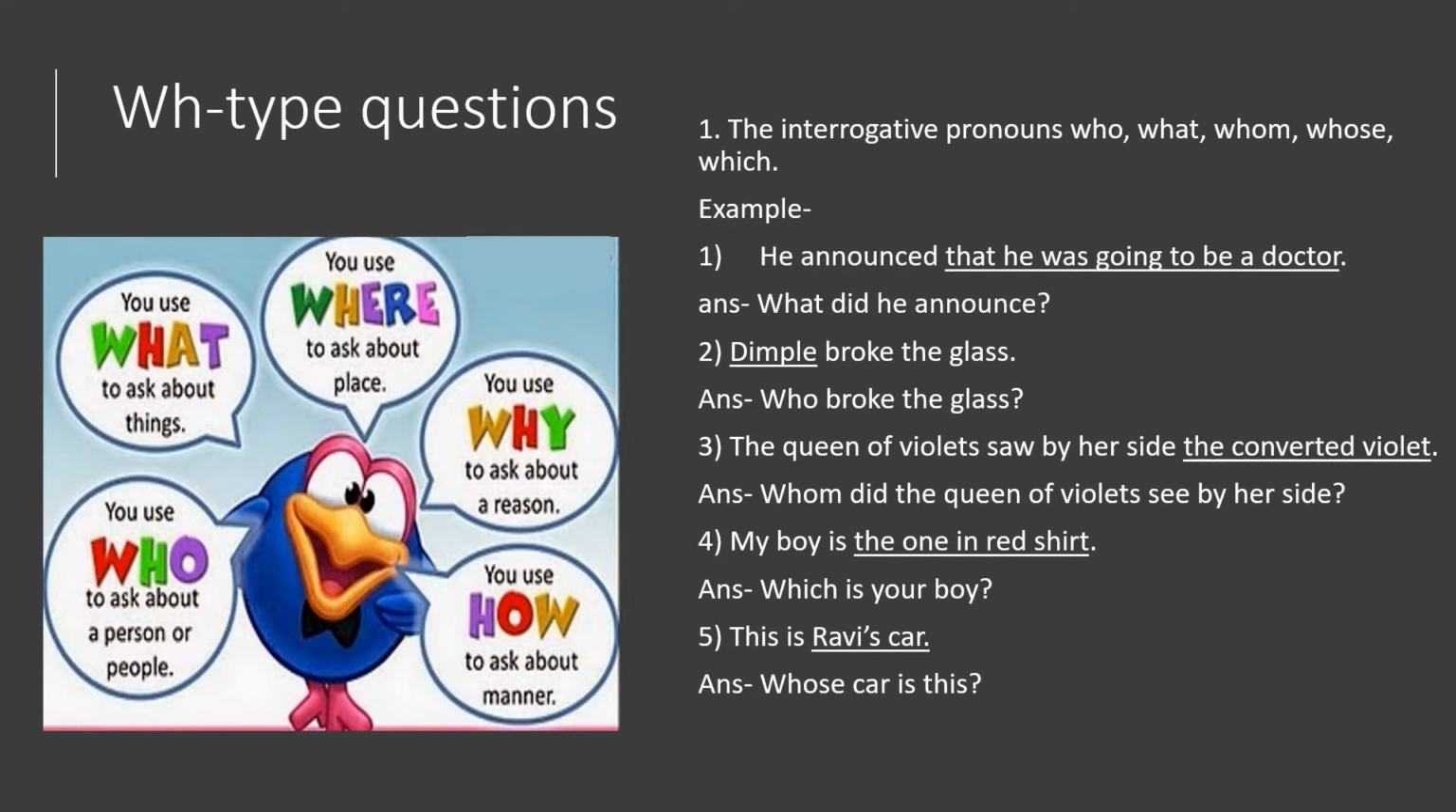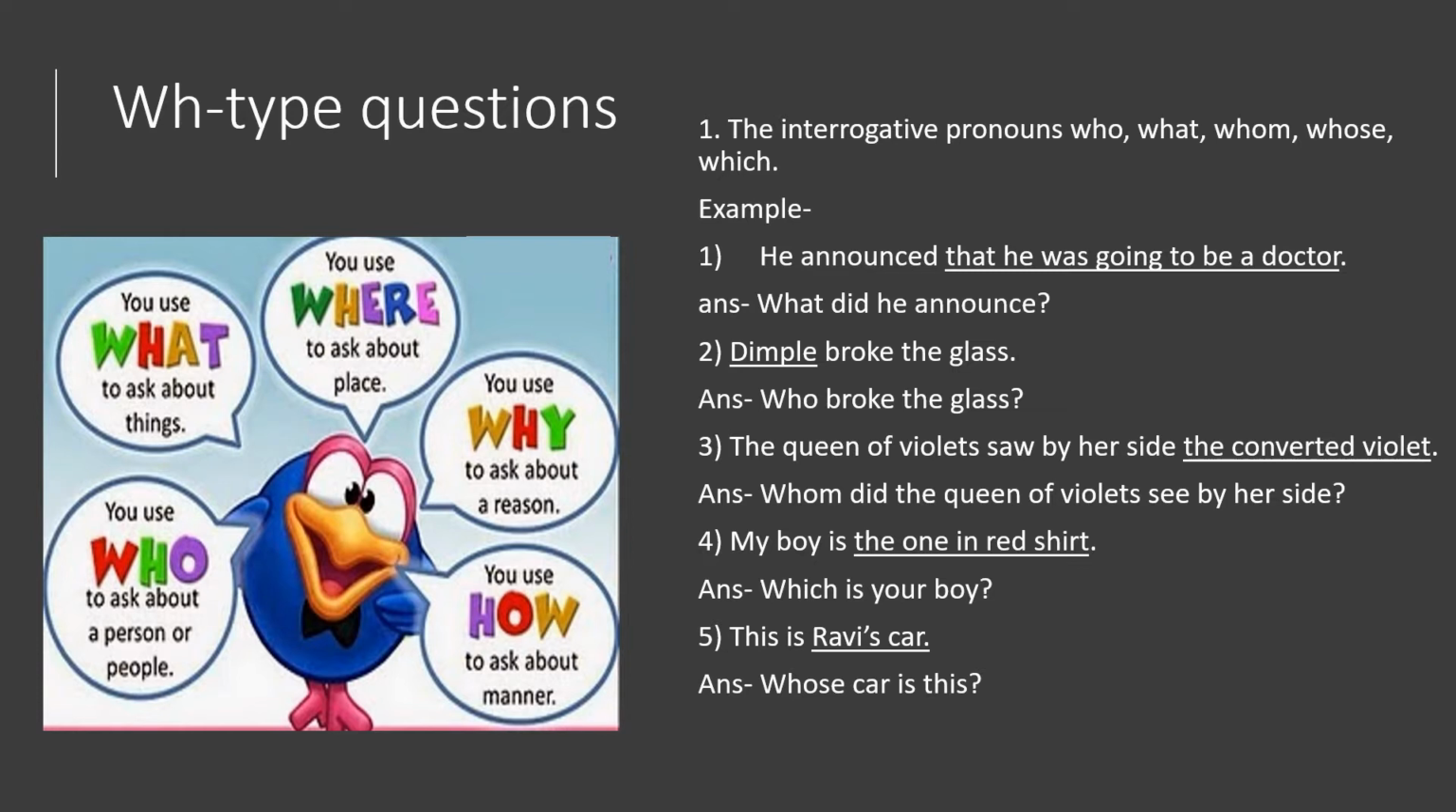The WH type questions are divided into two forms. The one is the interrogative pronouns, which are who, what, whom, whose, and which. Example, he announced that he was going to be a doctor. When we are asked to frame a WH question to get the underlined part as an answer, the answer here will be what did he announce? And to that, you will get the underlined part as an answer. That is, he announced that he was going to be a doctor.